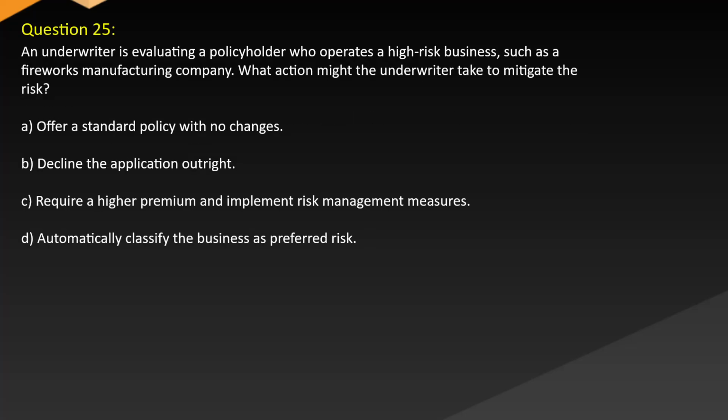Question 25. An underwriter is evaluating a policyholder who operates a high-risk business such as a fireworks manufacturing company. What action might the underwriter take to mitigate the risk? A. Offer a standard policy with no changes. B. Decline the application outright. C. Require a high premium and implement risk management measures. D. Automatically classify the business as preferred risk.